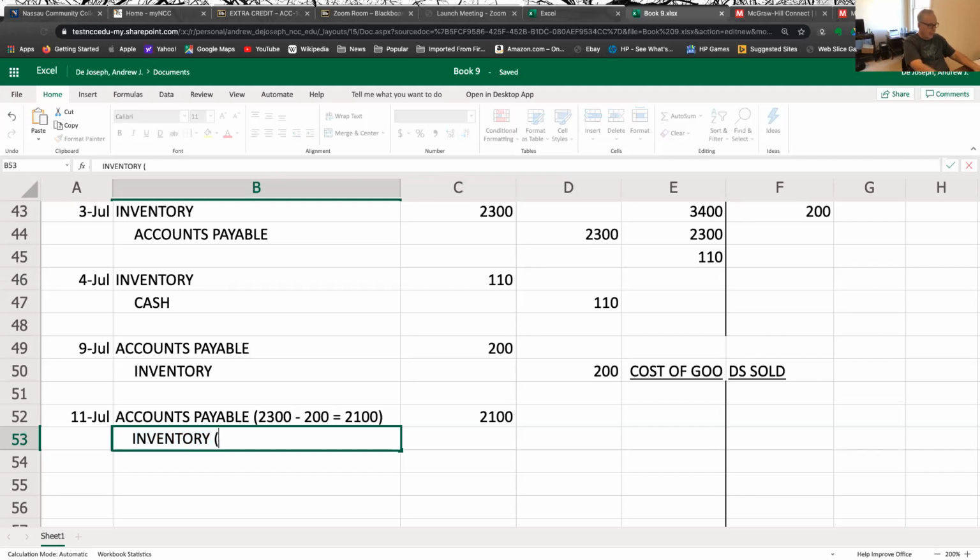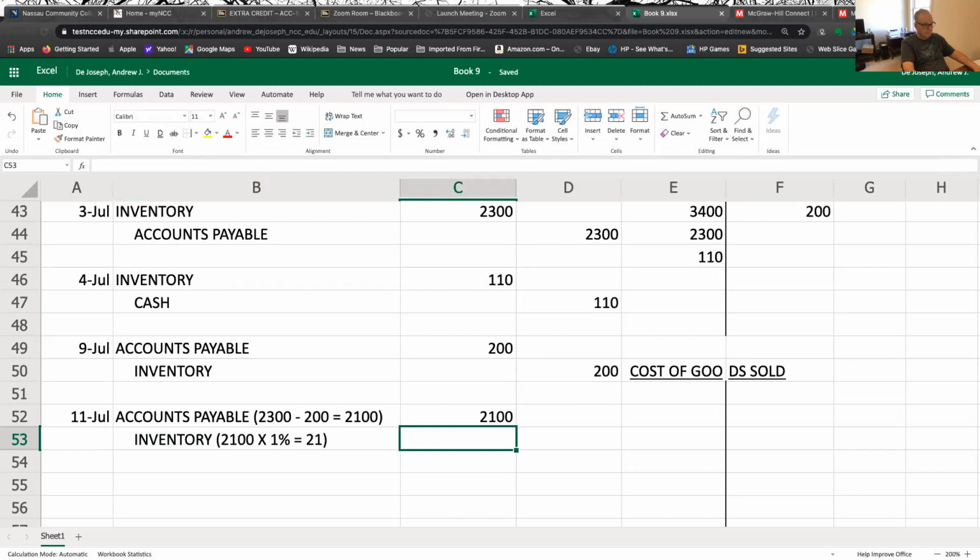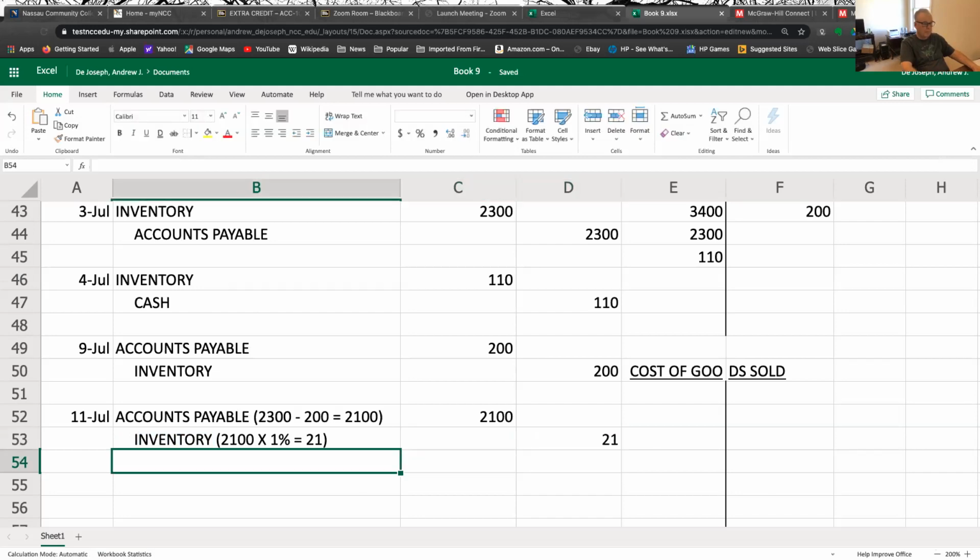Now, when you first hear that, you say, what? Why do I want to do that? Well, think about it for a second. Why would you credit inventory? Isn't that $2,100 coming off the cost of your inventory? So if someone were to say to you, how much did you pay for that inventory? Well, you didn't pay $2,100. You paid $2,100 minus $21. So how are you going to get that $21 into your inventory account?